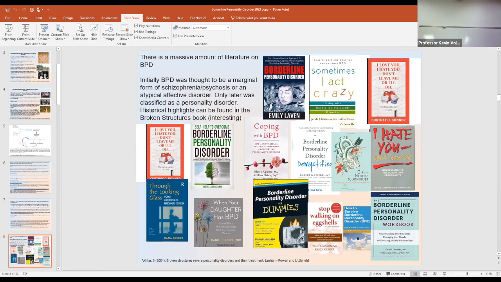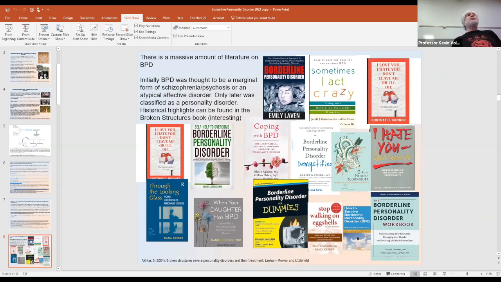And this is just the sort of popular book literature. I'm not even mentioning here the research literature, the psychological literature, which is just a ton of it. So this is sort of a poster boy disorder for personality disorders, right? This one and antisocial personality disorder are the two that people seem to be really interested in. So, I don't know why this is, it's very interesting.